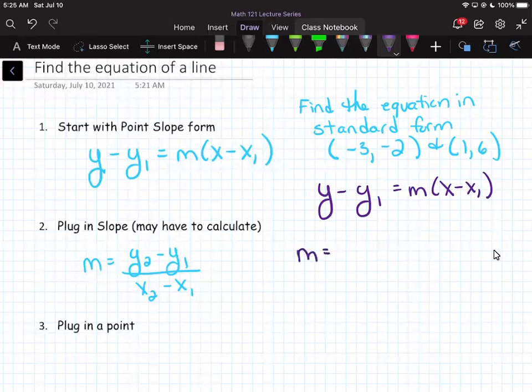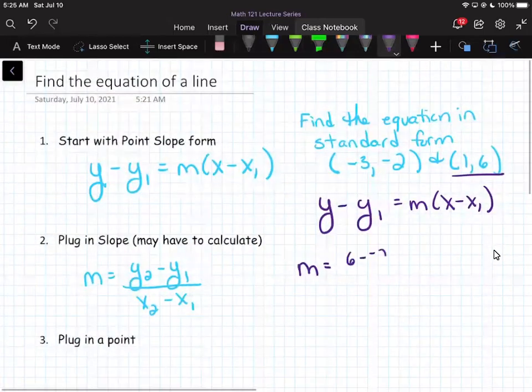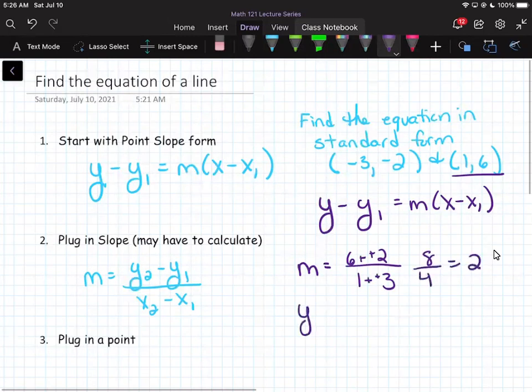And in this case, I'm going to call this point 2. We're going to have 6 minus a -2 over 1 minus a -3, which leaves me with 8 over 4, or a slope of 2. This then allows me to plug in y minus y1 equals 2 times x minus x1.